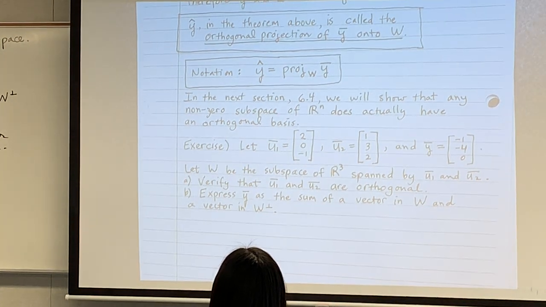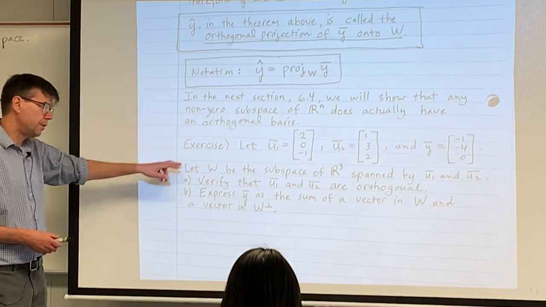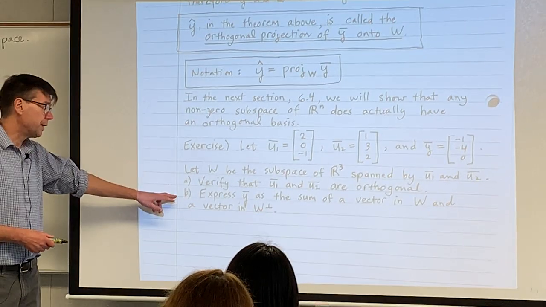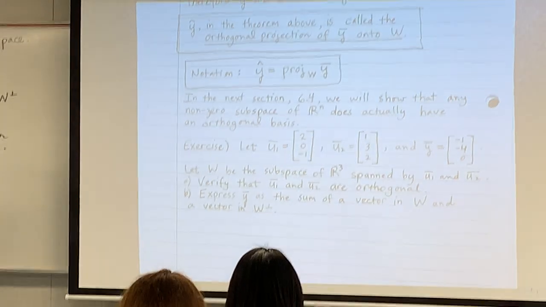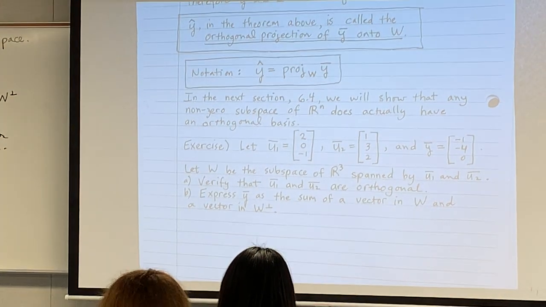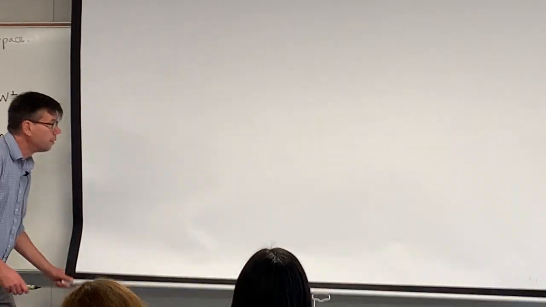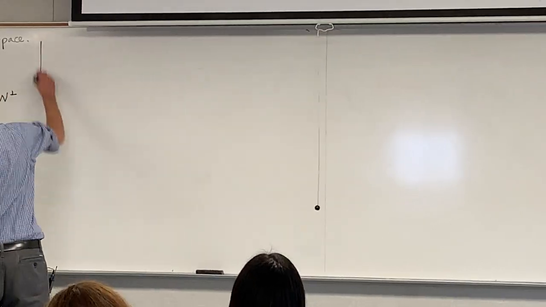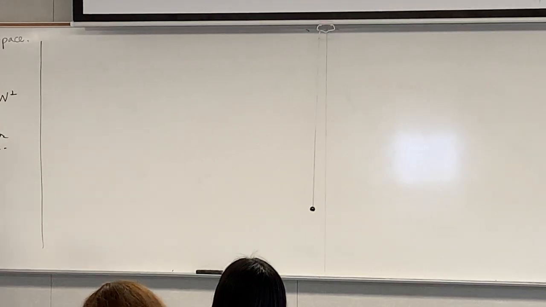I'm going to turn the projector off so I have lots of room. What we're going to do is verify that the two given vectors u1, u2 are orthogonal. That'll be quick. And then we're going to express y as the sum of a vector in W and a vector in W perp. So we're just going to go through that calculation. So our exercise.